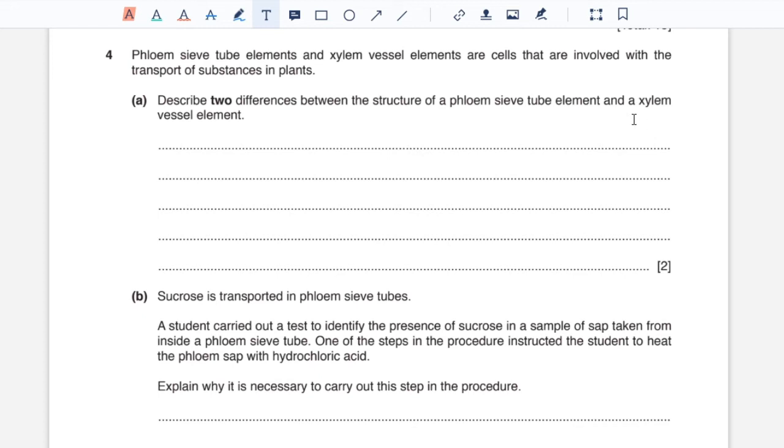So phloem sieve tube has some amount of cytoplasm, whereas xylem has none at all. And phloem sieve tube also contains sieve plates with sieve pores between them, whereas xylem is made up of dead cells whose end walls have disappeared, so there are no sieve plates in xylem.